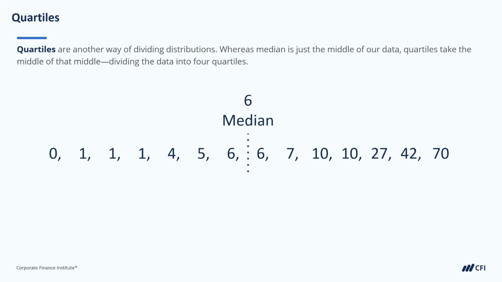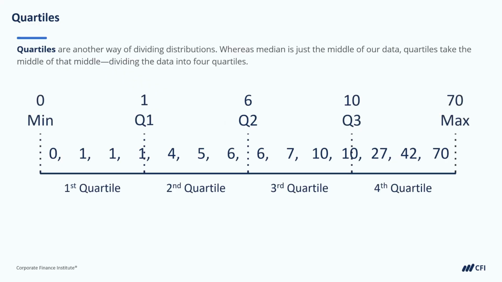Whereas the median is just the middle of our data, quartiles take the middle of that middle, dividing our dataset into 4 quarters. This method is popular with economists, who use quartiles to study policy effects at different income levels. By looking at changes in income across the first, second, third, and fourth quartiles, they can provide a more nuanced picture of a changing economy, which speaks to the experiences at each quartile.